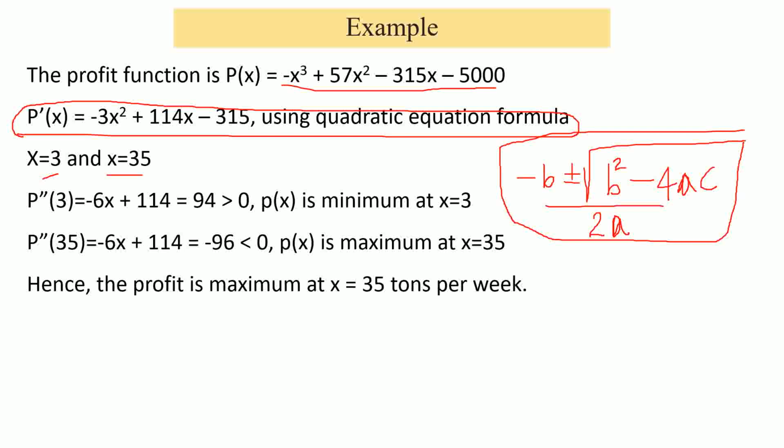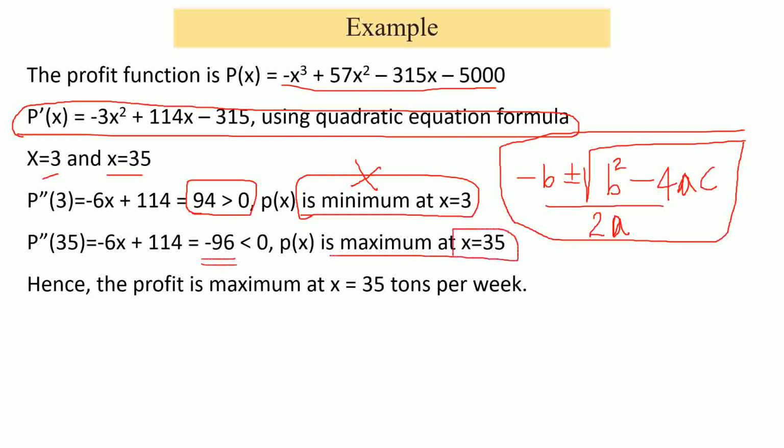When we substitute 3 into this equation, we get 94, which is greater than 0. So P of x at 3 is a minimum. But what we need is maximum profit, right? So we ignore this one. And the double derivative of P at 35 equals minus 96, which is less than 0. So P of x is maximum at x equals 35.